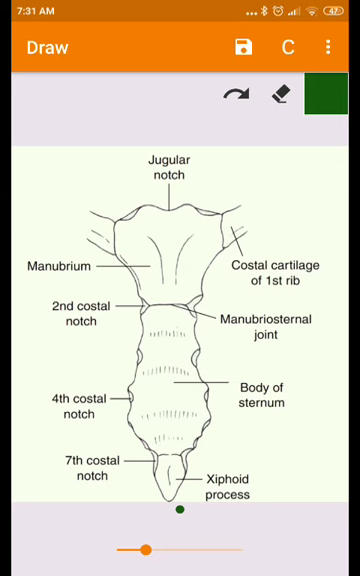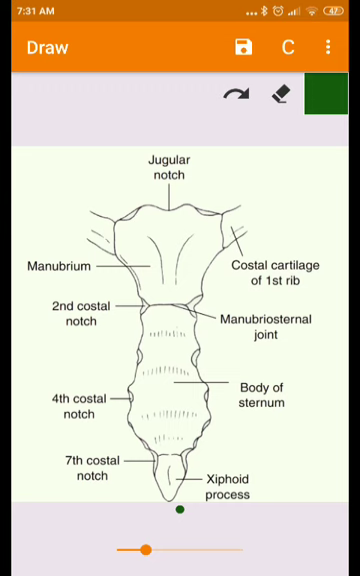This is about the manubriosternal joint. This joint forms an angle of 160 degrees dorsally with the rib cage. So the manubrium and the body of the sternum form a 160 degree angle dorsally. This is about the manubriosternal joint.